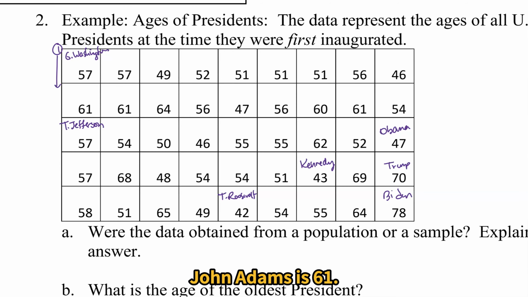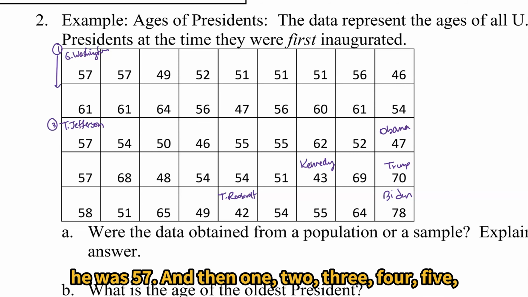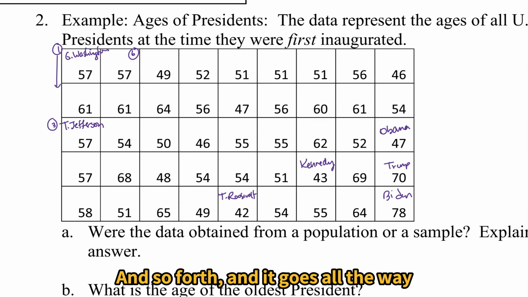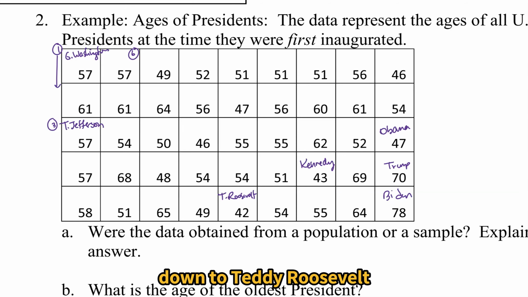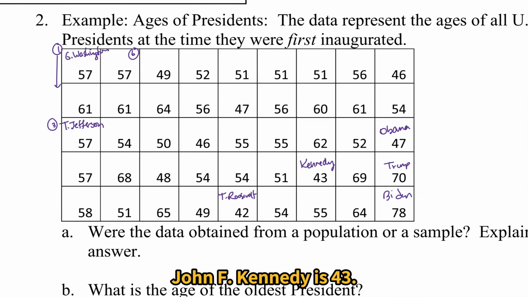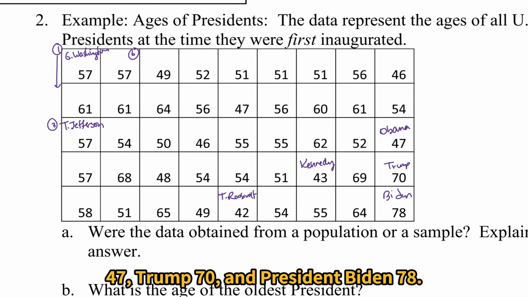It goes down, John Adams is 61, Thomas Jefferson was the third president, he was 57. And then 1, 2, 3, 4, 5, and our sixth president here, John Quincy Adams, and so forth, and it goes all the way down to Teddy Roosevelt being 42. He's our youngest president ever to be inaugurated. John F. Kennedy is 43. And then we have the last few, President Obama 47, Trump 70, and President Biden 78.